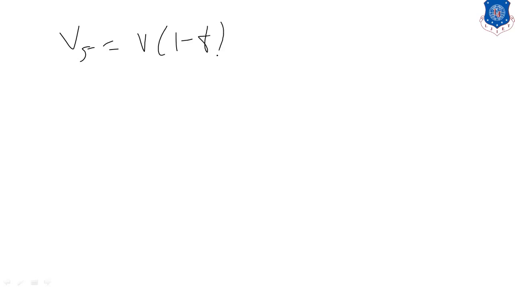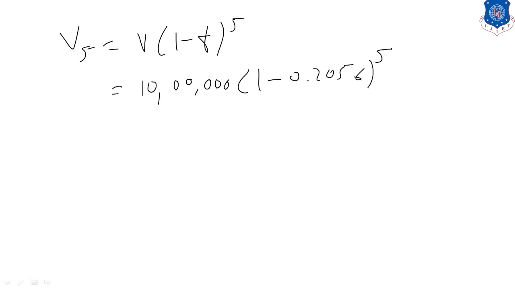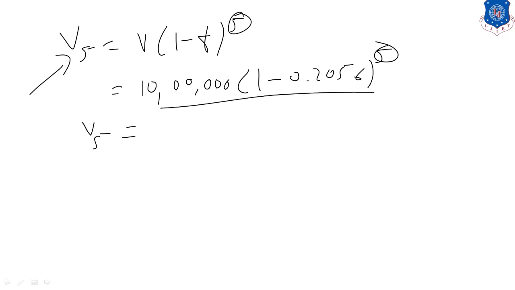Now we have to calculate the book value at the fifth year, which is represented by V5 is equal to V1 times (1 minus f) whole raised to 5, which is 10 lakhs, the original value, times (1 minus 0.2056) whole raised to 5. We have to find the value of the equipment at the fifth year, that's why we put 5. So V5, by calculating this term, we will get 3,16,227 rupees.